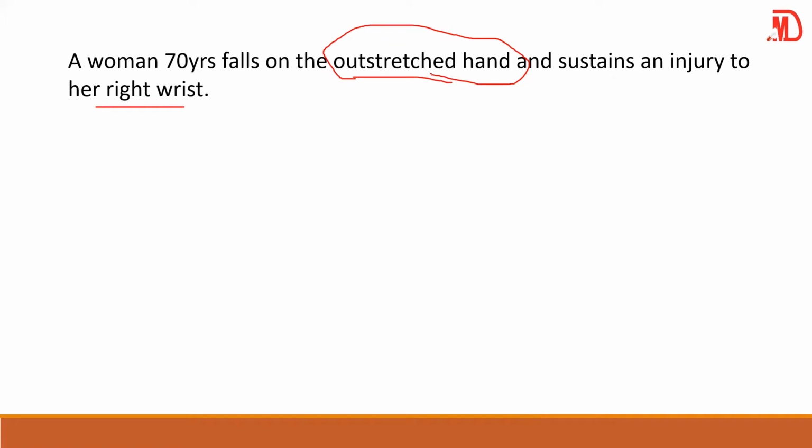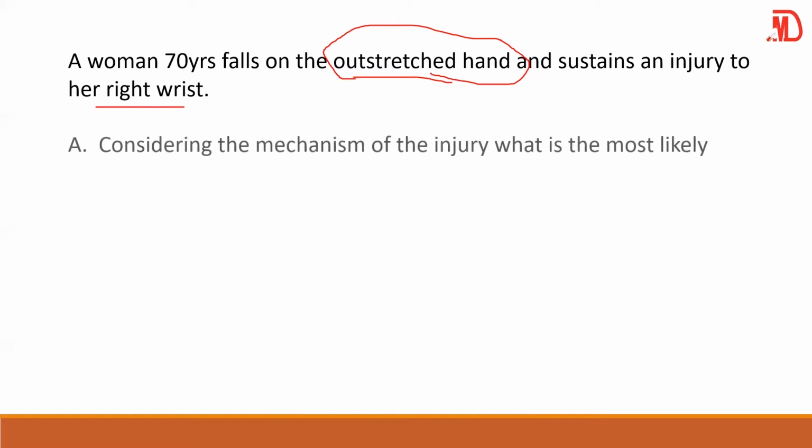Anytime you fall, the radius is very much at risk of getting fractured. Maybe it's not as strong as the ulna. But that one always fractures. So put that one at the back of your mind.